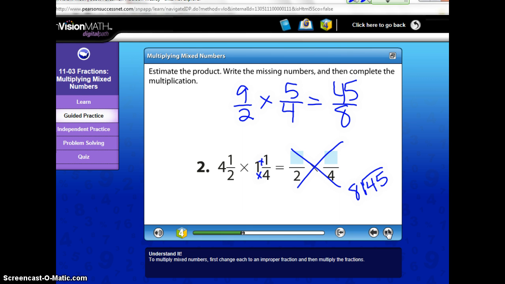How many 8s go into 45? How am I going to write that as a mixed number? Sarah? Big number 5 and 5/8. There it is. There's your final answer. Right there.